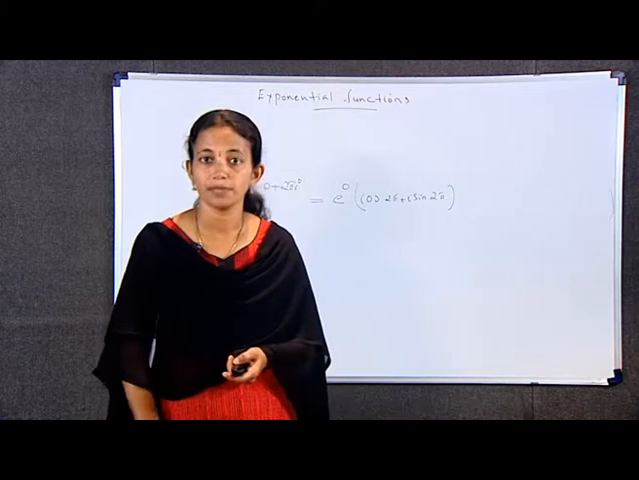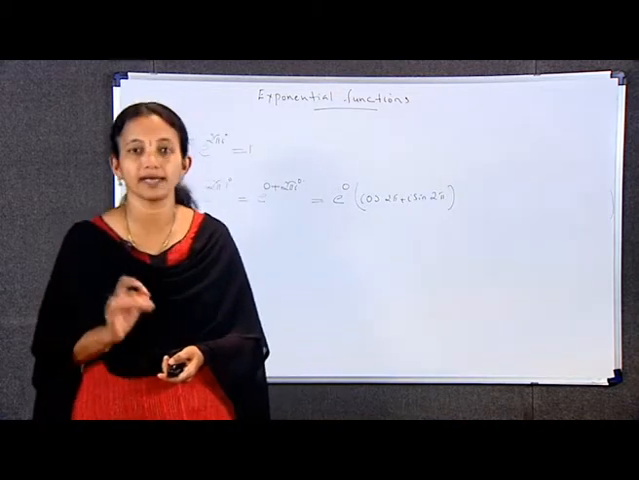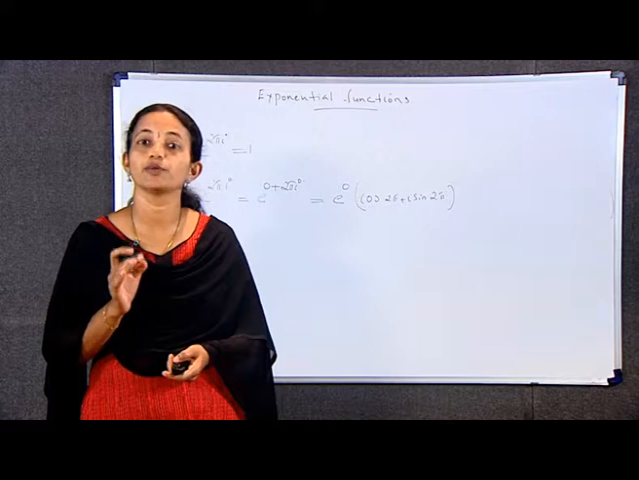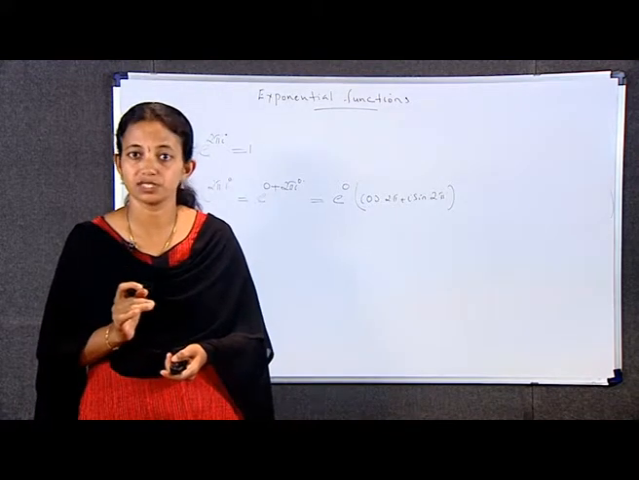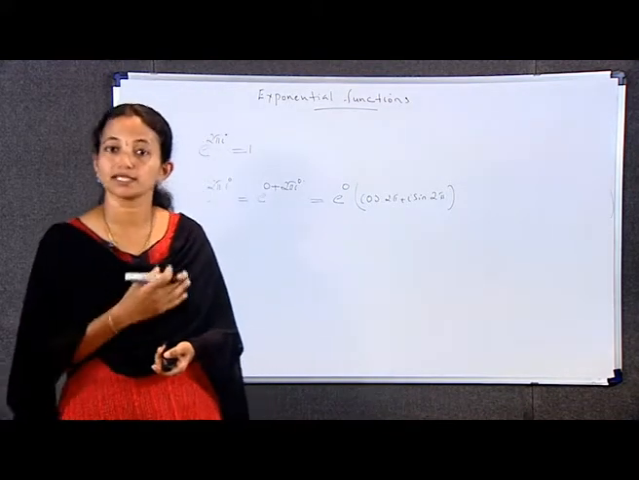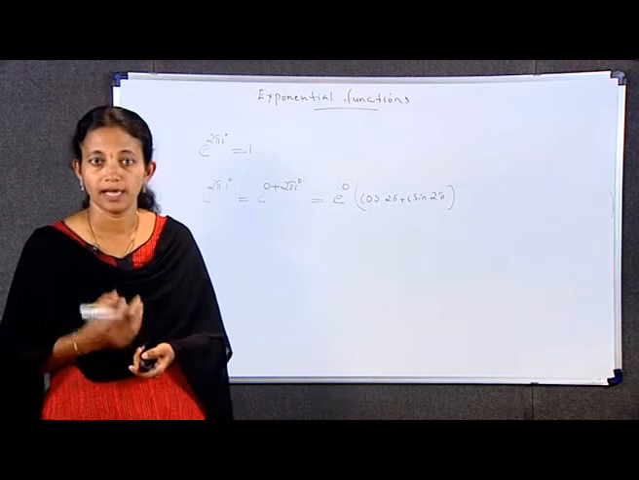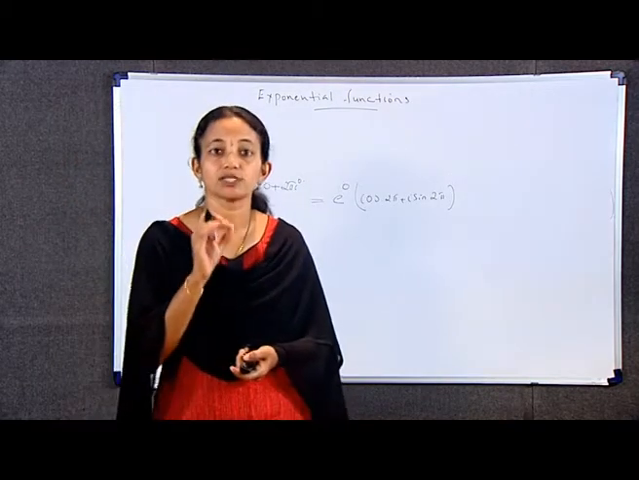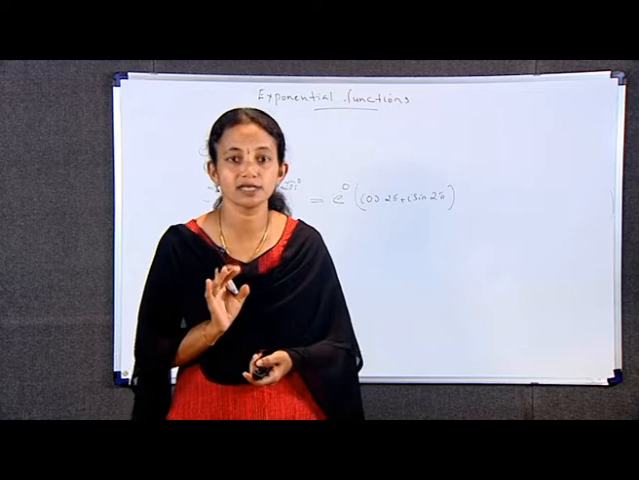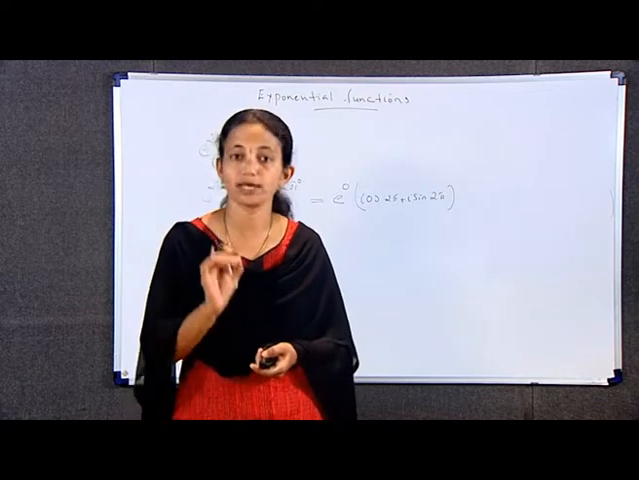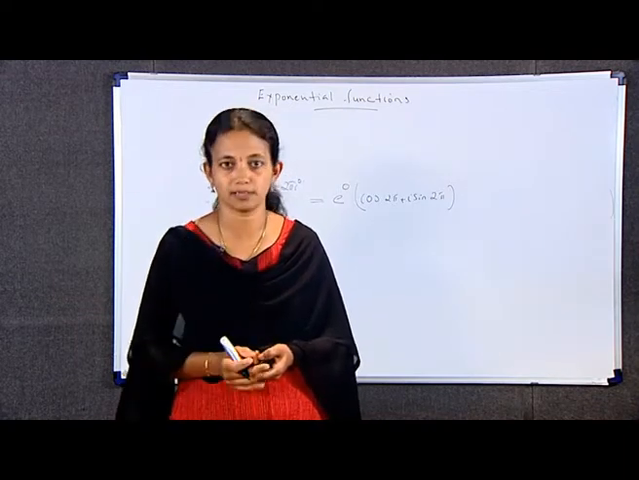Next property: e raised to z is periodic with imaginary period 2 pi i. This follows from e raised to z plus 2 pi i is equal to e raised to z into e raised to 2 pi i, which is equal to e raised to z, since e raised to 2 pi i is equal to 1. Applying mathematical induction, e raised to z plus 2n pi i is equal to e raised to z itself for n equal to 0, 1, 2, etc.